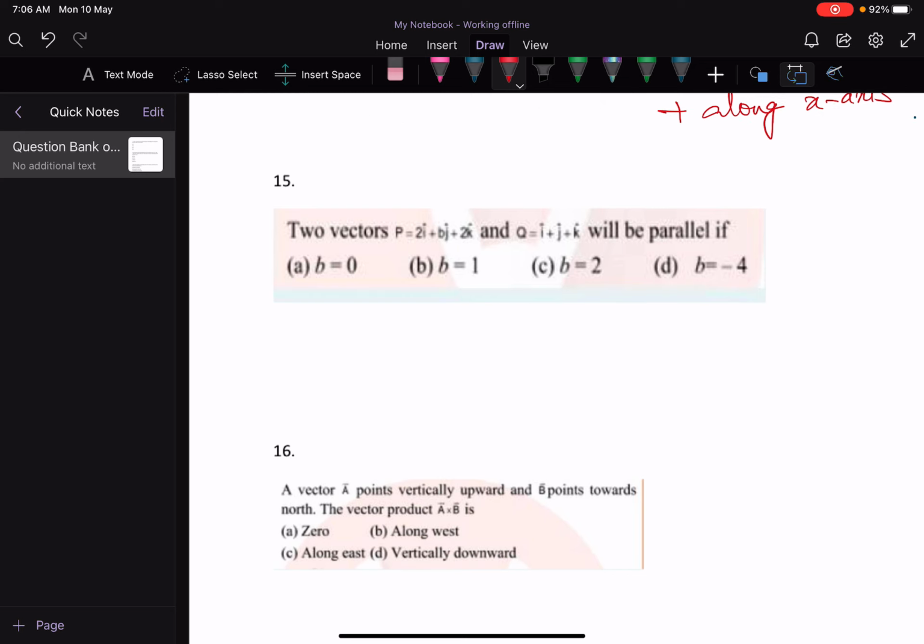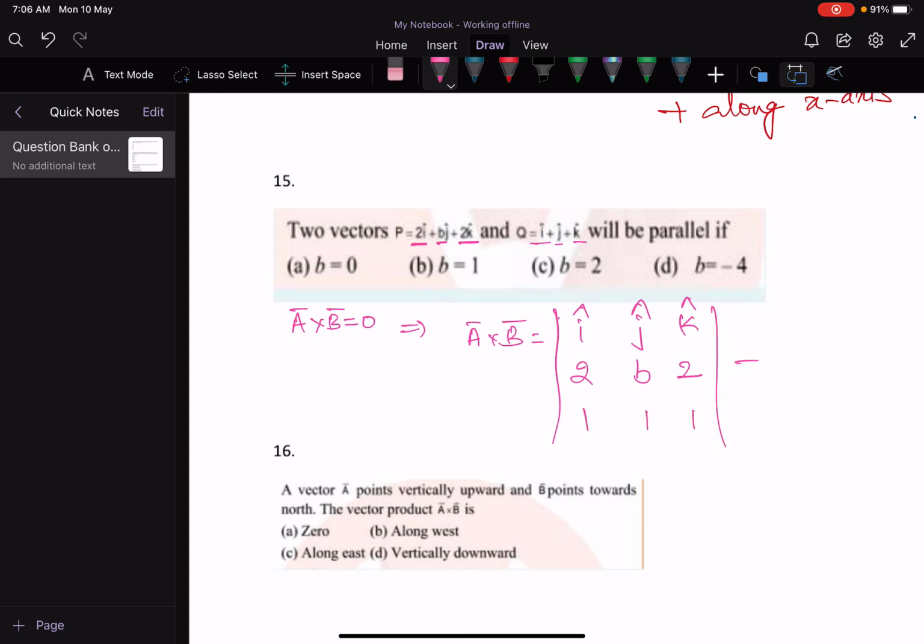Right. Question number 15. Two vectors P equal to i plus 2bj plus 2k and Q equal to i plus j plus k will be parallel if, as they are parallel, the cross product is equal to 0. So find the cross product value and make it equal to 0. The cross product is the determinant of a 3 by 3 matrix. The first row is i, j, k. The second row is 1, 2b and 2. The third row is 1, 1, 1. Find the determinant and equate it to 0. You will get the value of b.